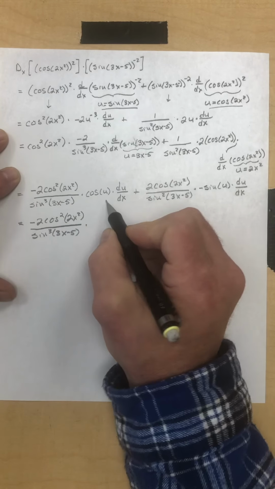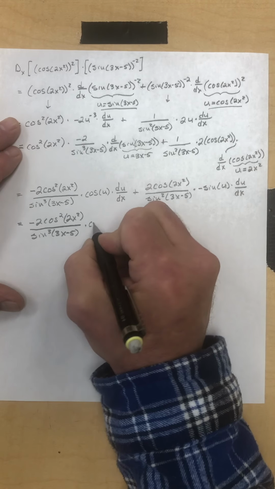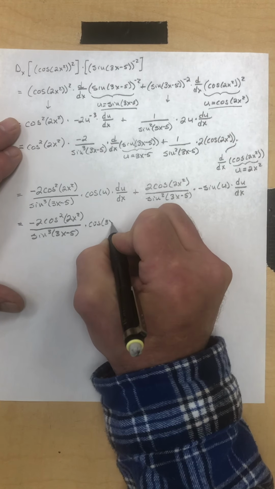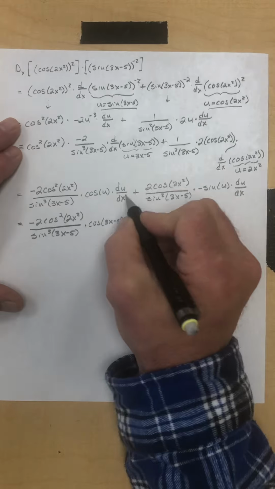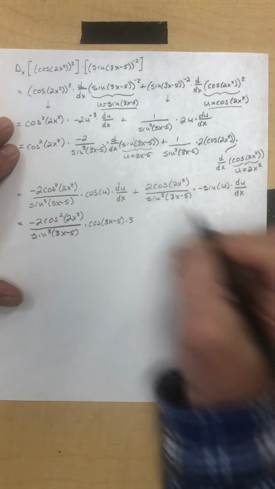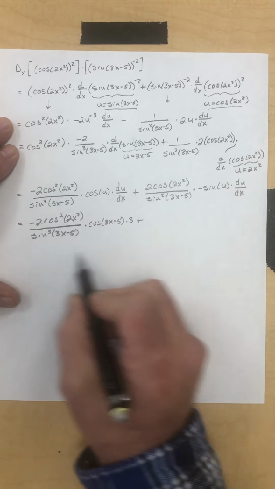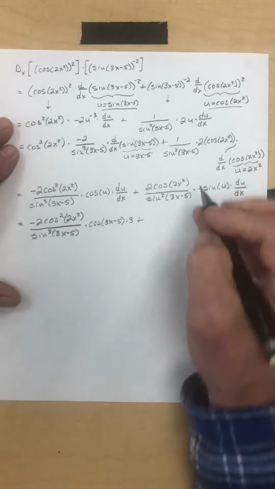Okay, times, well, let's see, cosine of u, and my u is 3x minus 5. So we'd have cosine of 3x minus 5 times the derivative of u, and the derivative of 3x minus 5 is just 3. Okay. All right, so again, I'm all done taking a derivative. I just have to clean things up there.